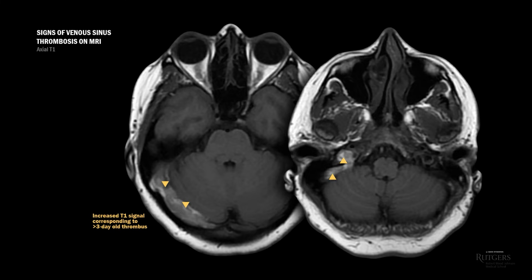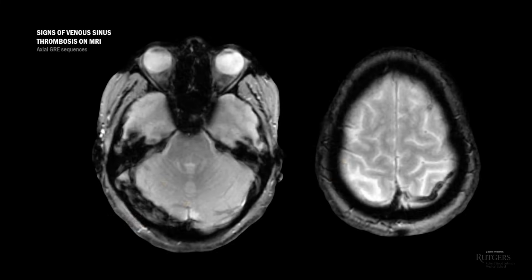So we need another MRI sequence to help us. Gradient recalled echo, or GRE. Note the so-called blooming susceptibility or low signal, dark signal, which the thrombosed blood creates in the patient's right transverse sinus. Thrombosed cortical veins are also clearly visible, and GRE is particularly useful in imaging these.